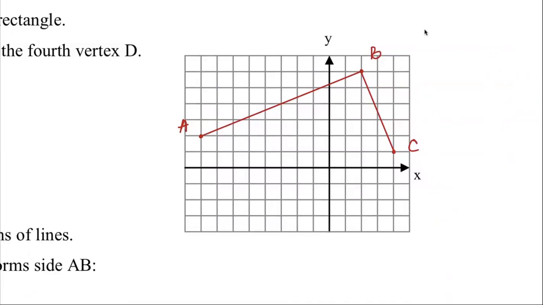So when we look at BC, we know this line segment has 1, 2, 3, 4, 5. So the rise is 5 and run is 1, right? Sorry, rise is minus 5. So 1, 2, 3, 4, 5, and run is 1.